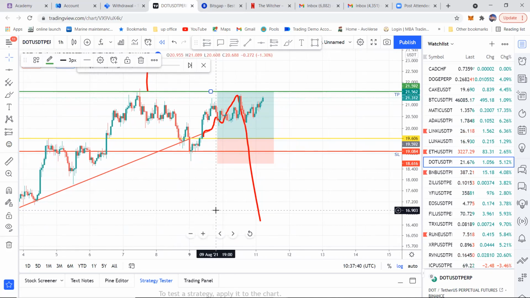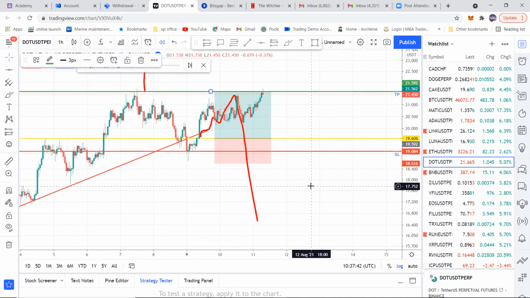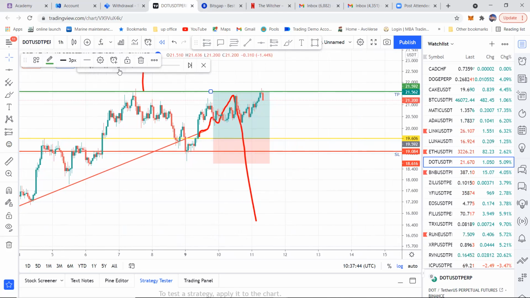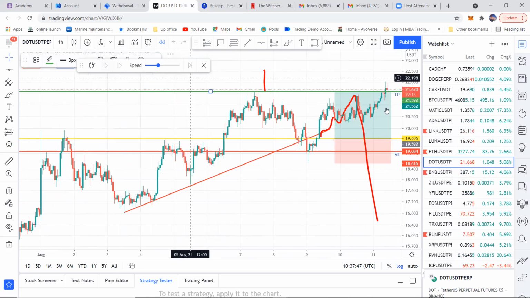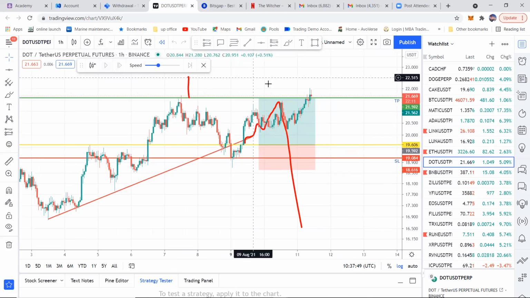Sometimes it only takes 2 candles and you hit your take profit. Other times it takes a long time. So there we go. We can pause it now because we've hit our take profit and all's good.